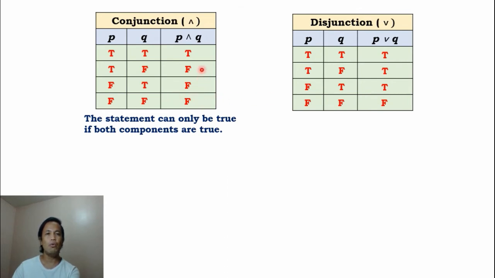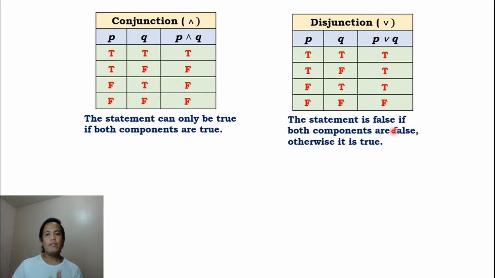Now, as you have observed, this is the opposite of conjunction. In conjunction, we need both statements P and Q to be true in order for us to have a true compound statement. But for disjunction, the statement is false only if both components are false. Otherwise, it is true. So meaning, if we have at least one true statement in either P or Q, we have a true compound statement for disjunction. If both are false, then the whole compound statement for disjunction will always be false.